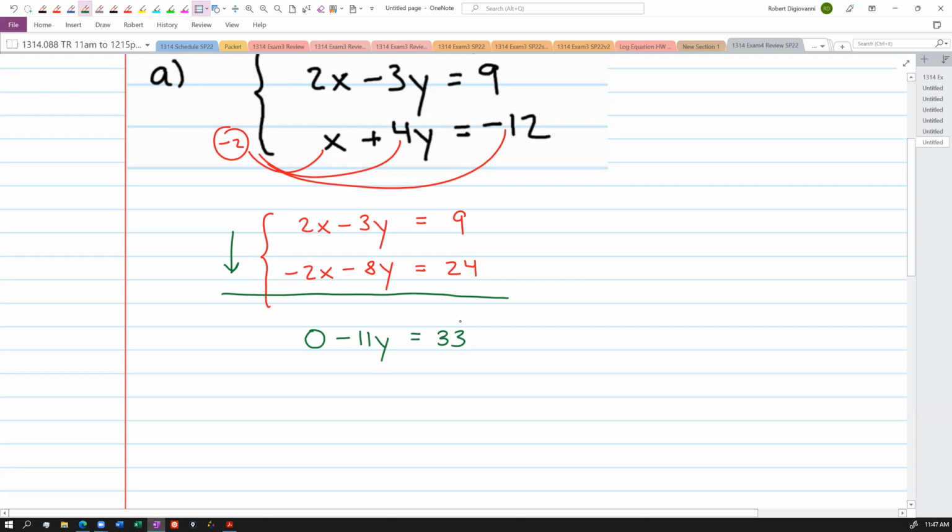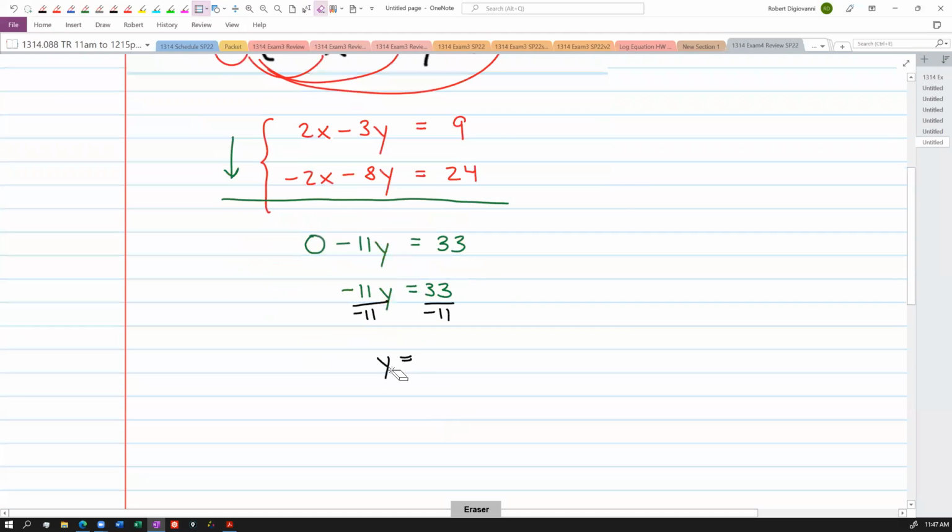You've got to be kidding me. I made this problem up just mentally. I didn't expect that it was going to come out to be nice numbers. What now? Divide by -11 on both sides. Y is -3. Wow. I wasn't even trying to make it nice. Y equals -3.